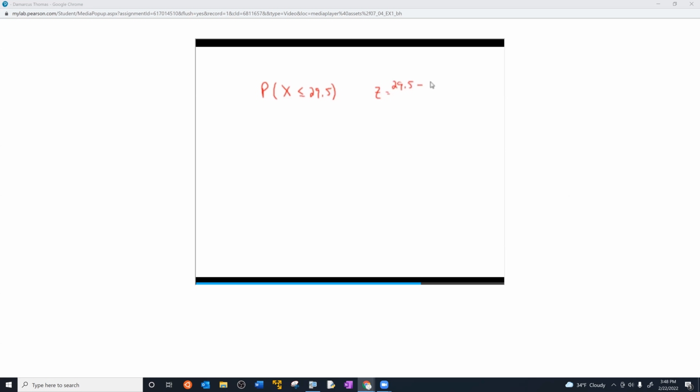So 29.5 minus the mean, divided by the standard deviation. And I'm just going to write square root of 32.55 here to maintain our accuracy. But you could replace this by 5.71 if you'd like. When we compute this, we get negative 0.96.